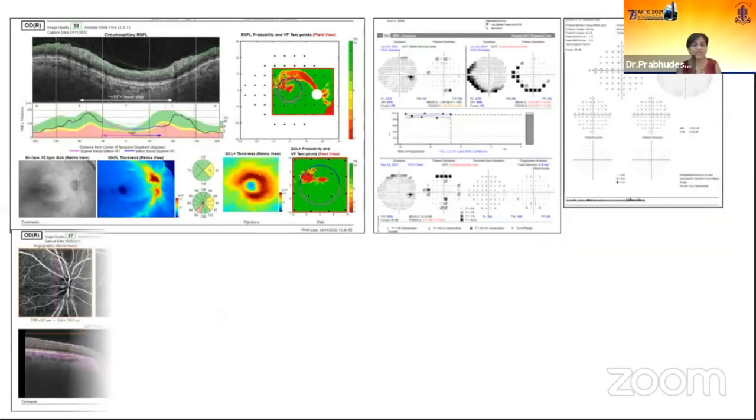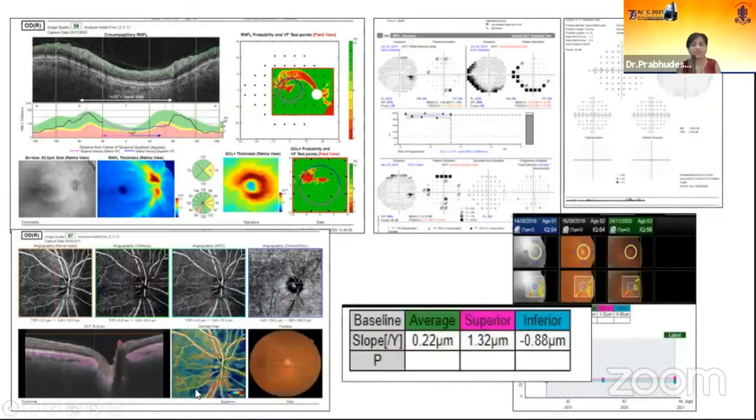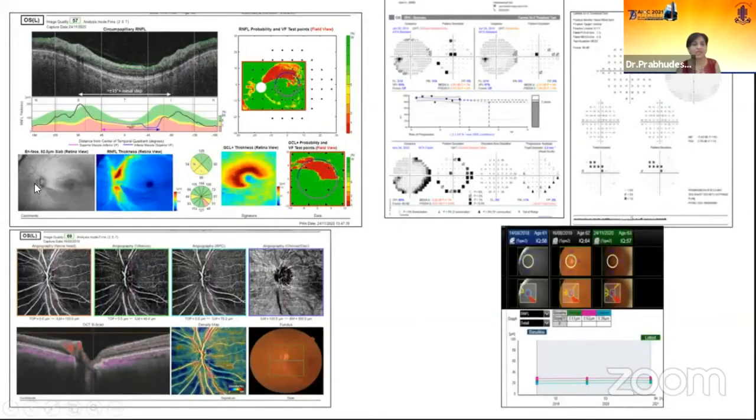OCT angio, you can see that there is an inferior defect here in the right eye, which corresponds with Hood analysis, and you can have slope of superior inferior RNFL thinning. Left eye again is showing inferior RNFL defect, which is seen in Hood analysis over here. The en face image and the thickness image also is showing defect over here.